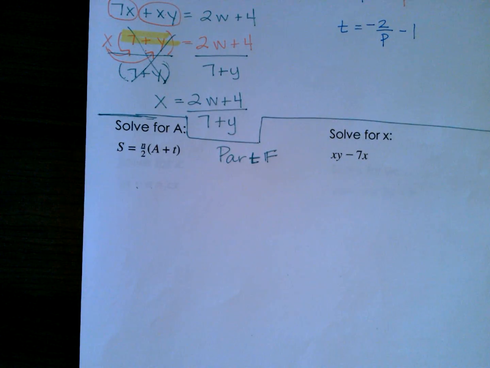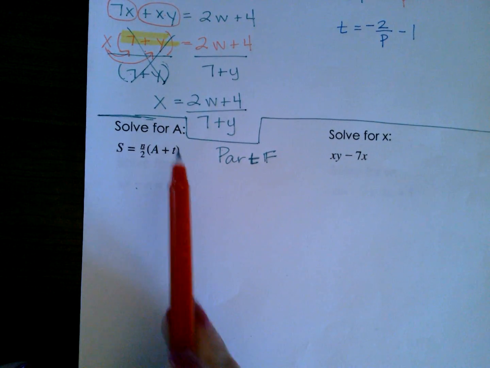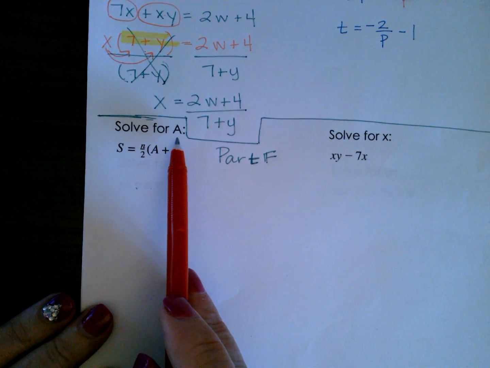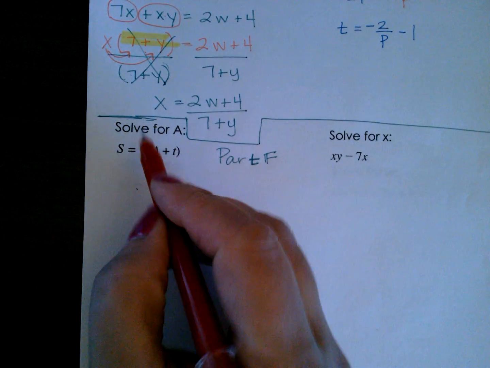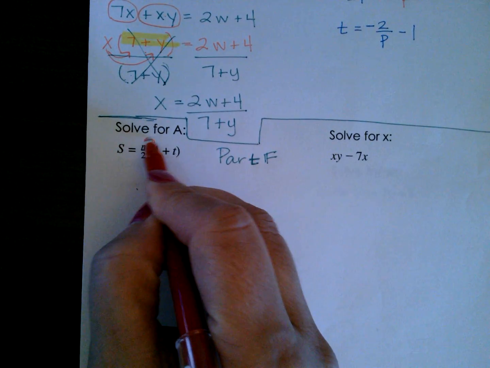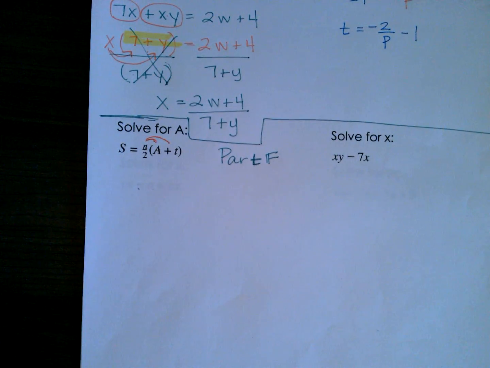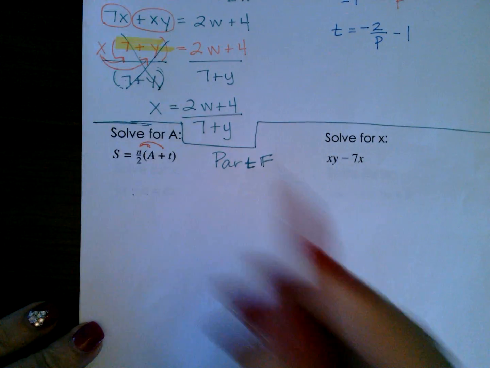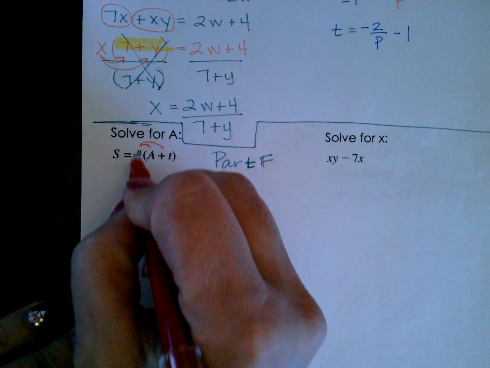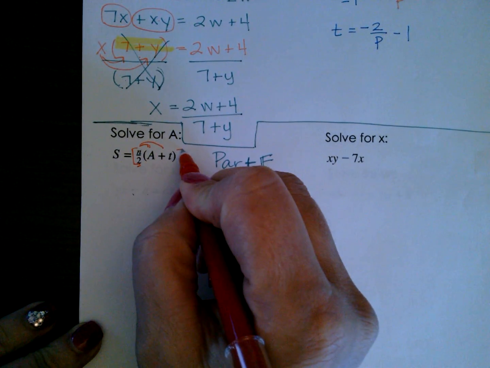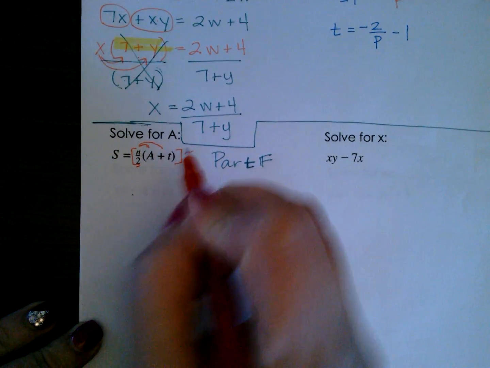Okay, we're going to move on to our final part, part F. This time we're going to isolate the variable a. I do not need to distribute that. Remember, something written next to parentheses means multiplication. So I'm going to get rid of first the 2 in the denominator by multiplying by 2.